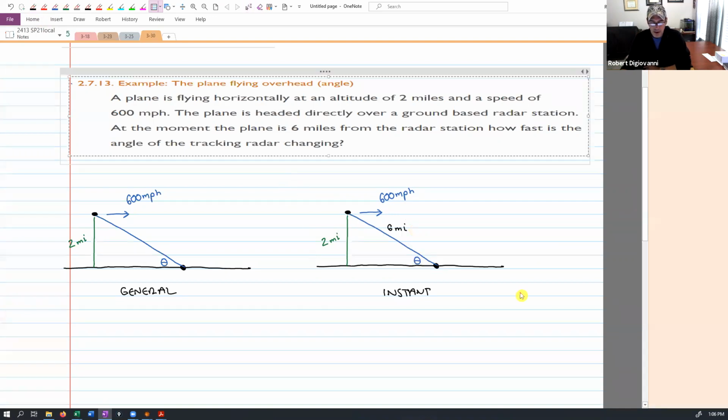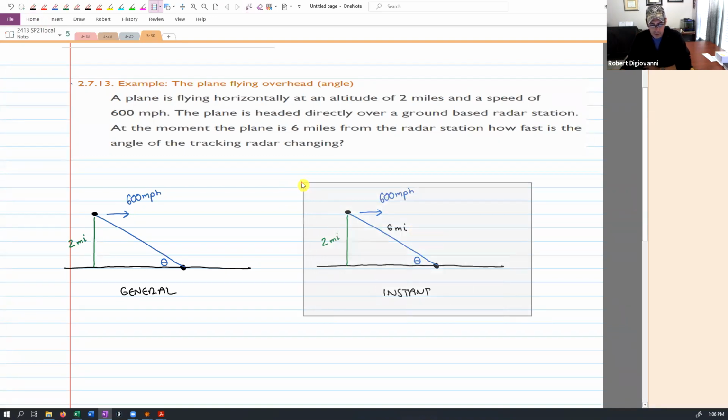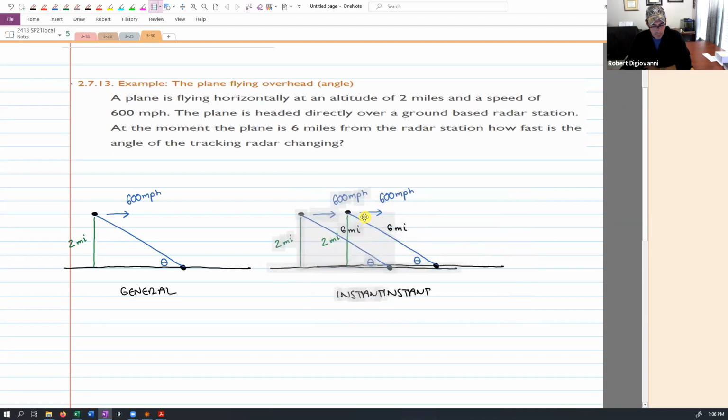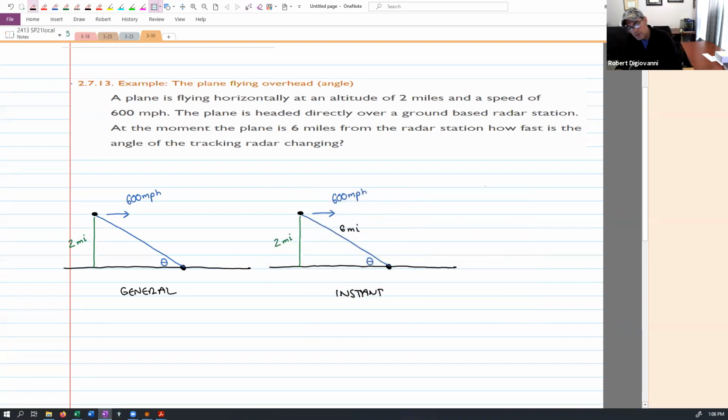And now let's write down what we're given and what we want. So we're given the speed of the plane, which is 600 miles per hour. And that's a speed, so it's the derivative of something with respect to time. But I have not labeled any variable here that represents this 600.